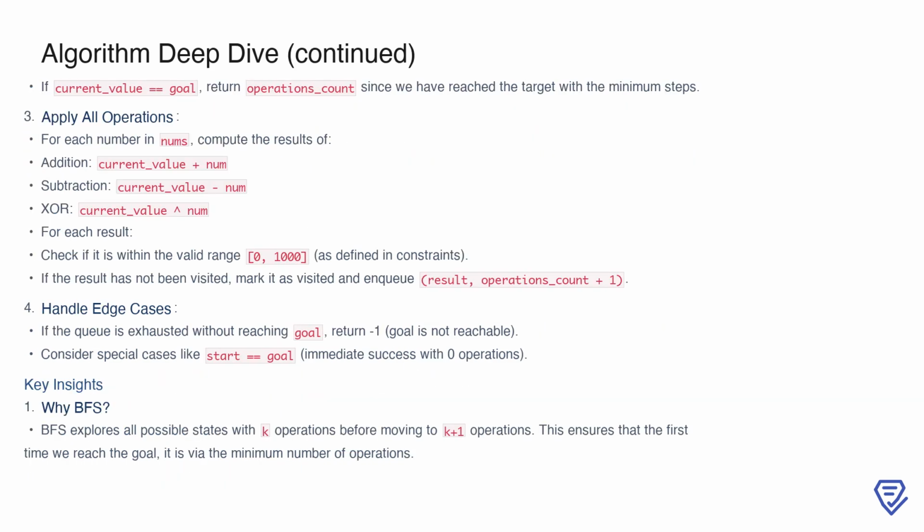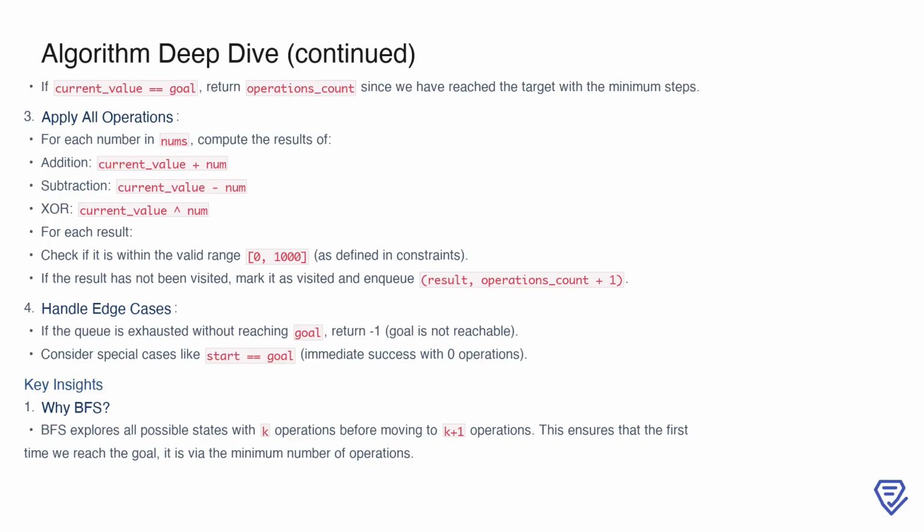When processing a state, if the current value equals the goal, we know we've reached the target with the minimum number of steps, so we can immediately return the operation count. Otherwise, we apply all 3 operations, addition, subtraction, and XOR, for each number in the nums array.